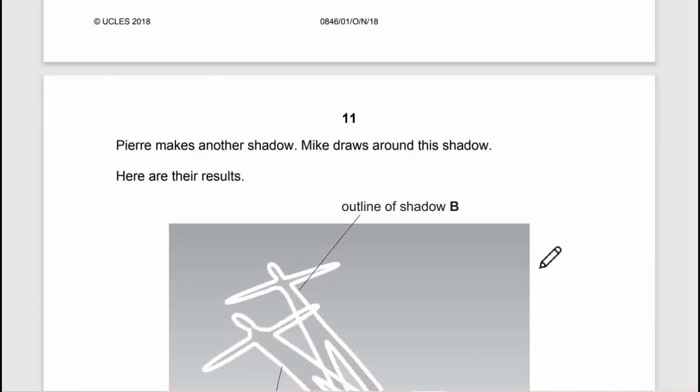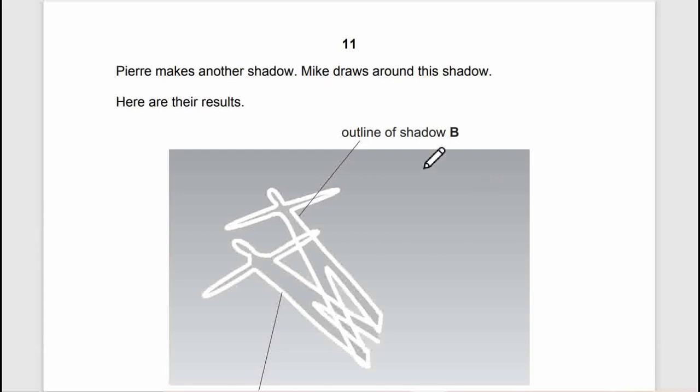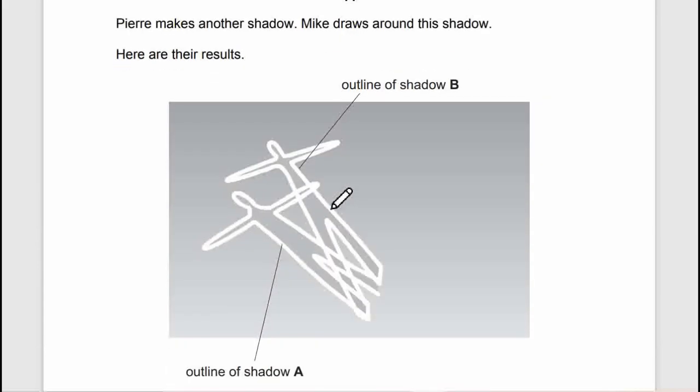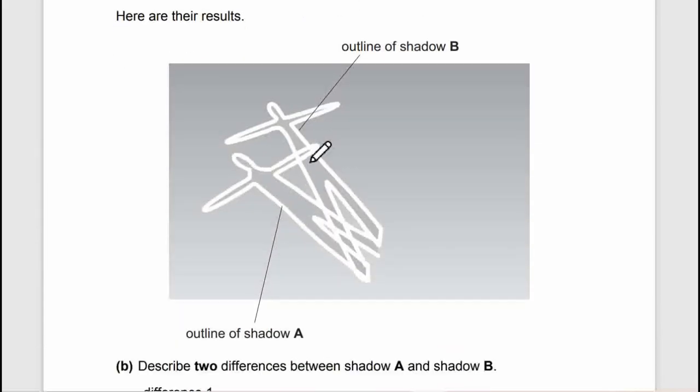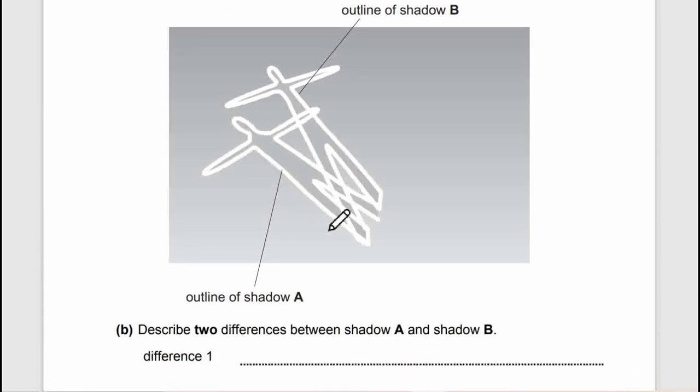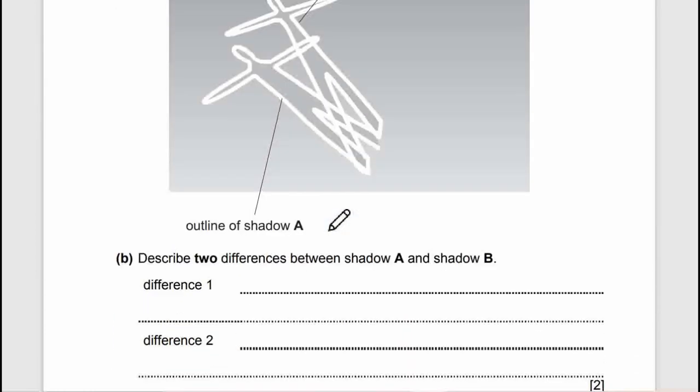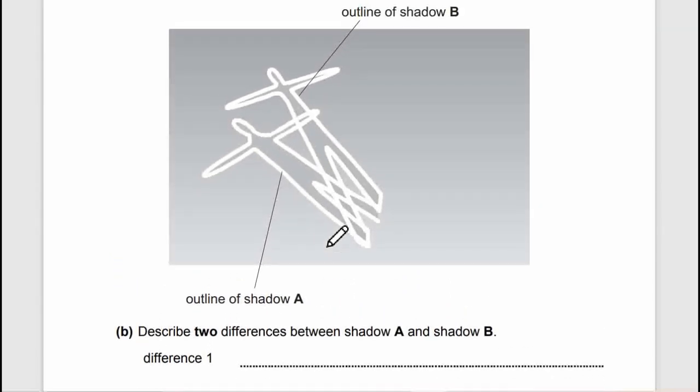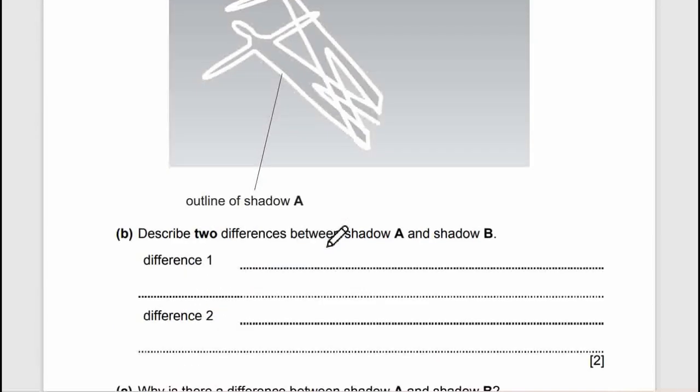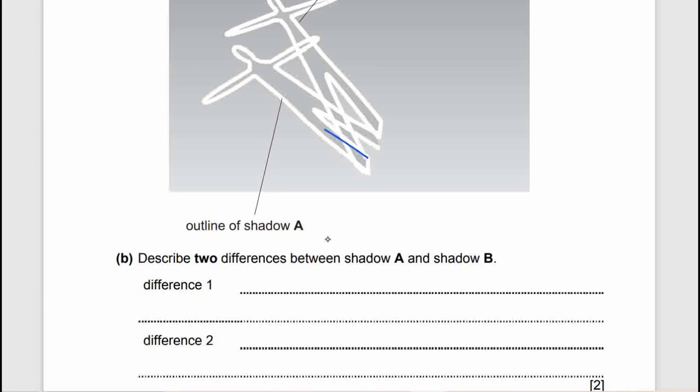Pierre makes another shadow. Mike draws around the shadow. Here are their results: outline of shadow B and outline of shadow A. Describe two differences between shadow A and shadow B. Shadow B is much longer than shadow A, and they are in a different position. So you see this is a different position.